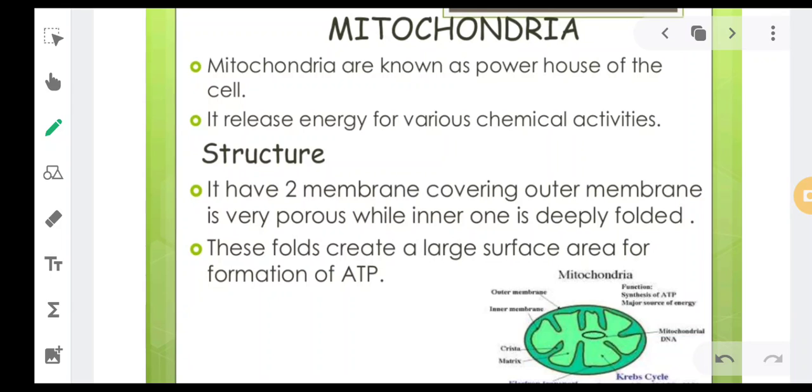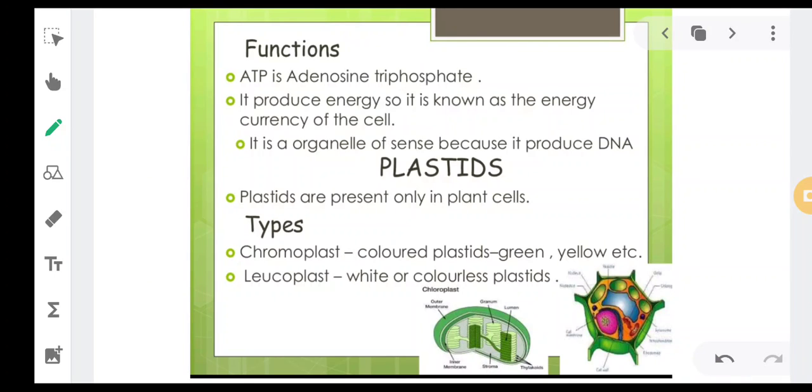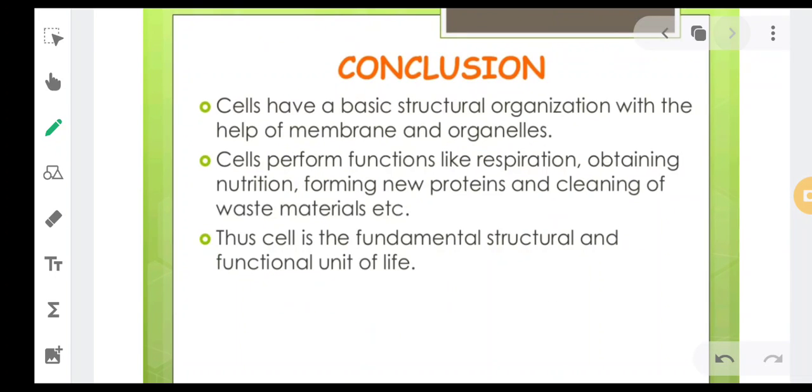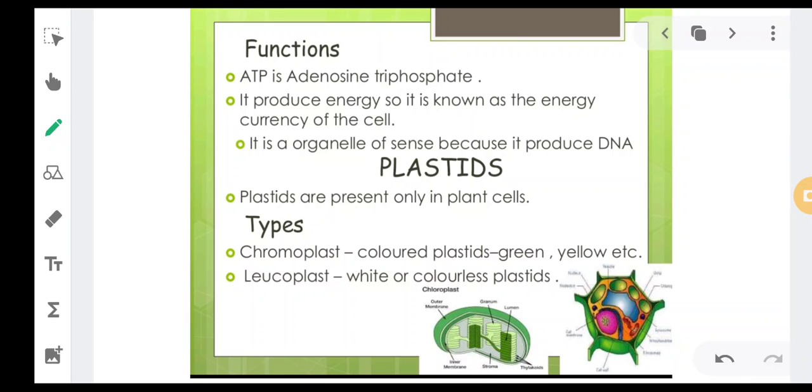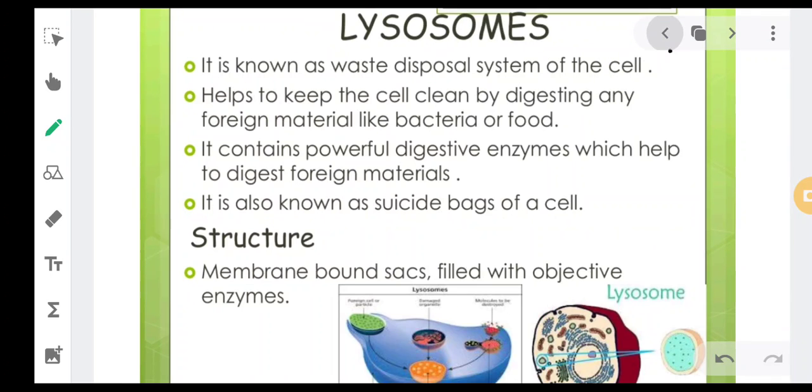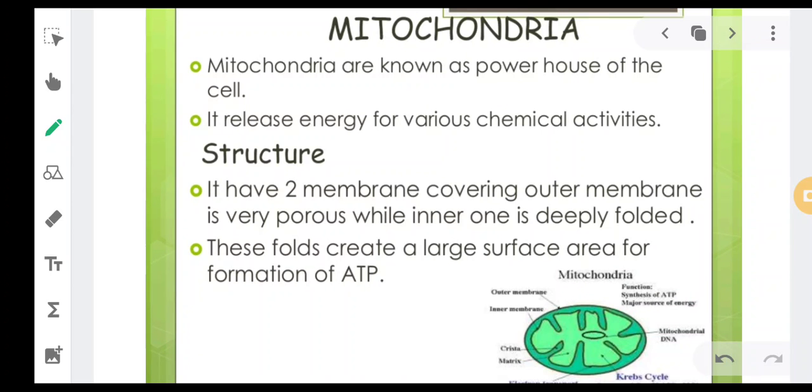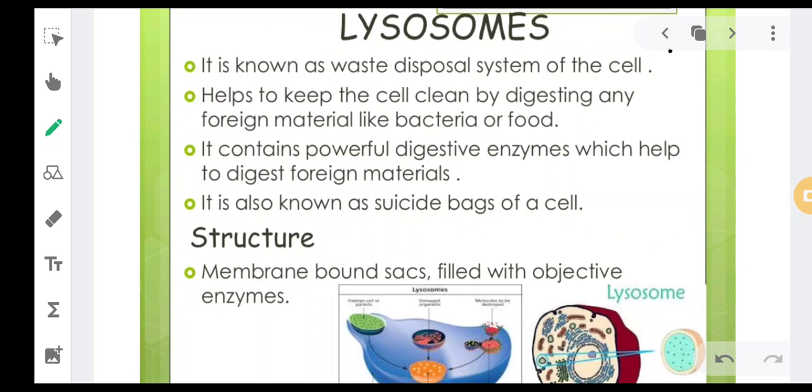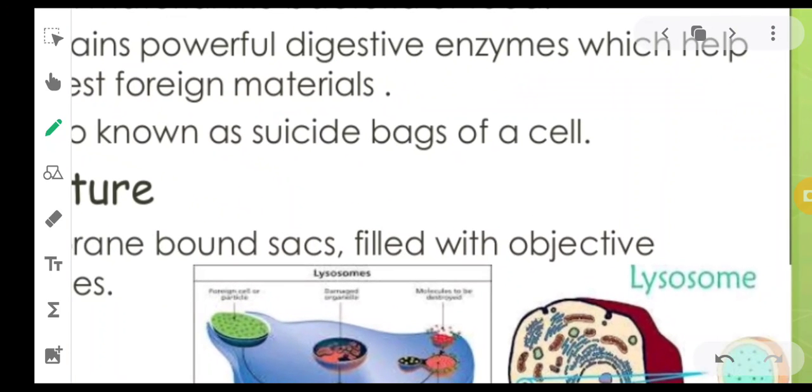Next, there are four parts remaining: mitochondria, plastids, vacuoles and lysosomes. I guess we'll study lysosomes today, and then we'll stop this video. So what are lysosomes? This is how the lysosome looks like. Just wait a second.